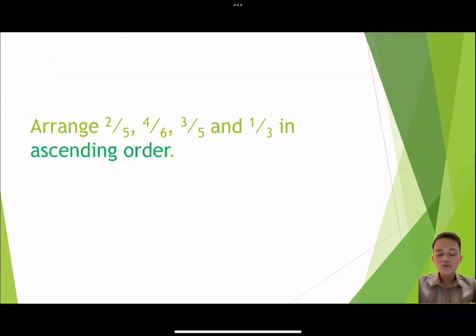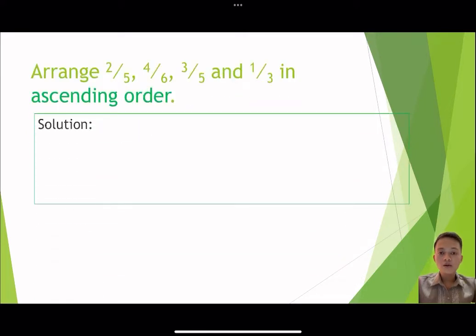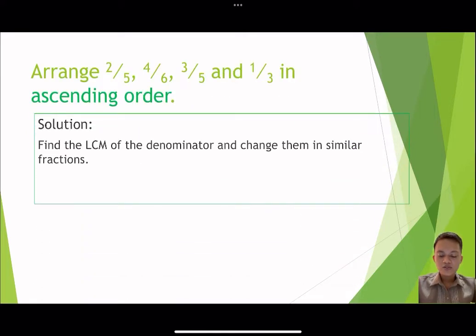Next, arrange 2/5, 4/6, 3/5, and 1/3 in ascending order. This time, we are going to arrange the following fractions in ascending order, which means we are going to arrange them from lowest to highest. So first is find the LCM of the denominators and change them into similar fractions. So kukunin natin yung LCM or yung LCD. So here, ang LCM natin is 30, because the LCM of 5, 6, 5, and 3 ay 30. Yung 30 ay divisible sa 5, 6, 5, and 3.